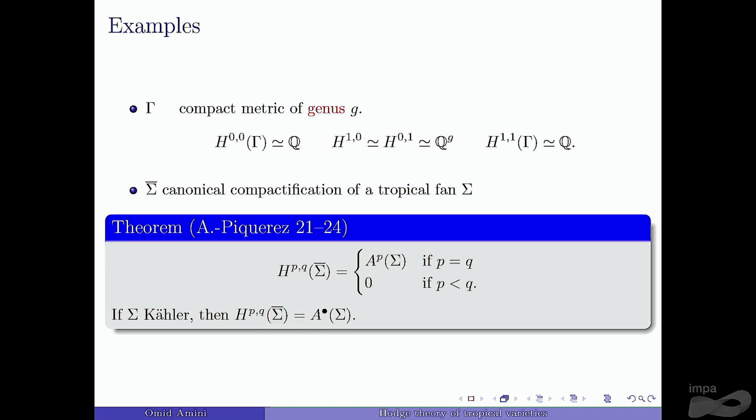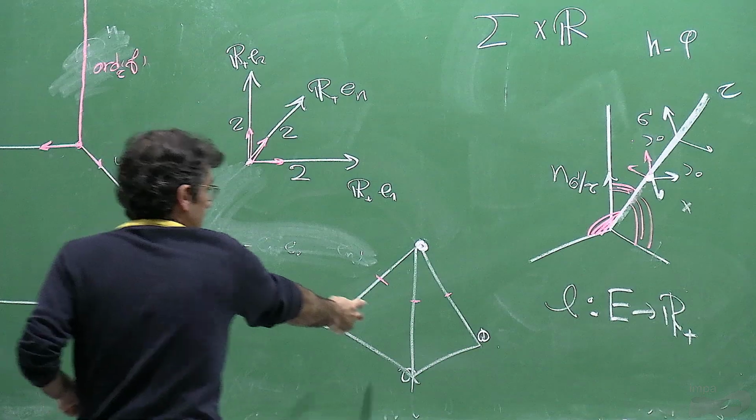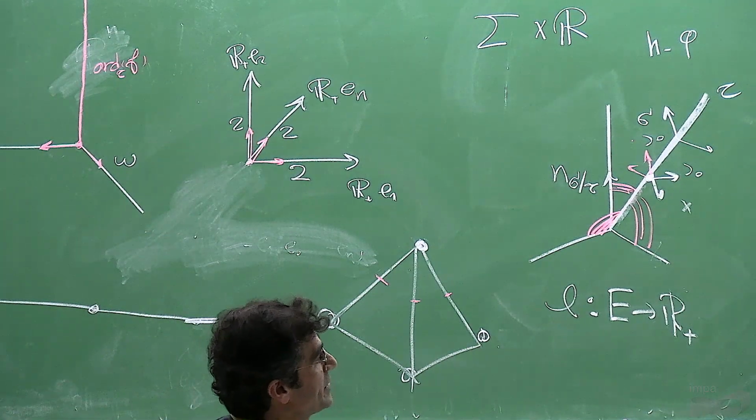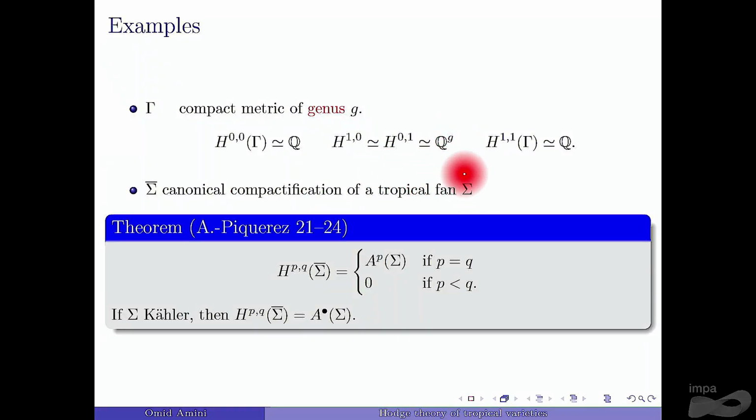So take a compact metric graph and put on it this atlas of charts that I described, and then you get this very nice computation. It's an easy computation. If you calculate H00, you get Q. If you calculate H10, H01, you get Q to the power G, where G is the first Betti number of the graph. So it's the number of independent cycles, the number of holes that you see here. In this example, the number of holes is 2. H10 is isomorphic to Q to the power G, H01 is isomorphic to Q to the power G, and H11 is Q.